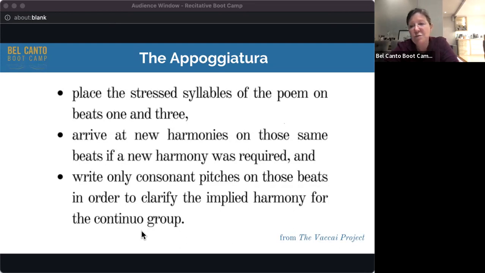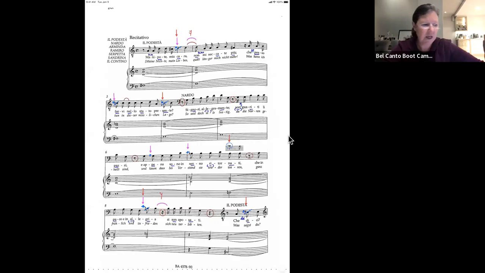And I will point that out in the example when we look again at the recitative. What I'm going to do now is transfer the share. Let me just see who's here. Yes, I'm going to transfer the share and take you directly to that entire recitative that the Michigan students are studying.